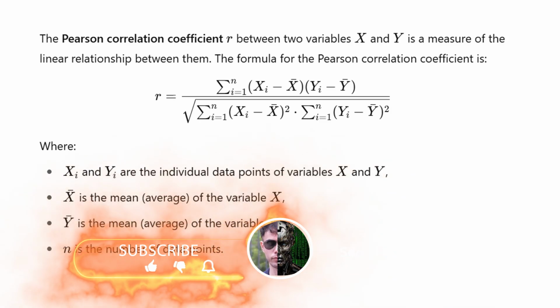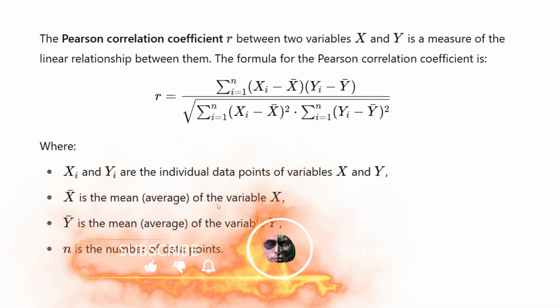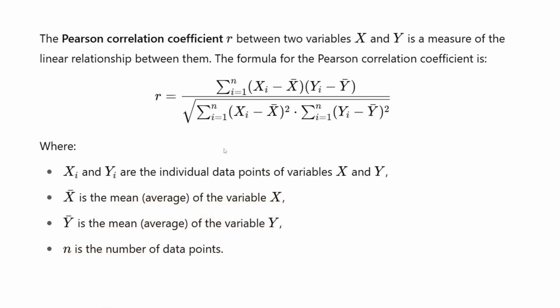The Pearson correlation coefficient R measures the strength and direction of the linear relationship between two variables. It is defined as this. xi and yi are the individual sample points for variables x and y.